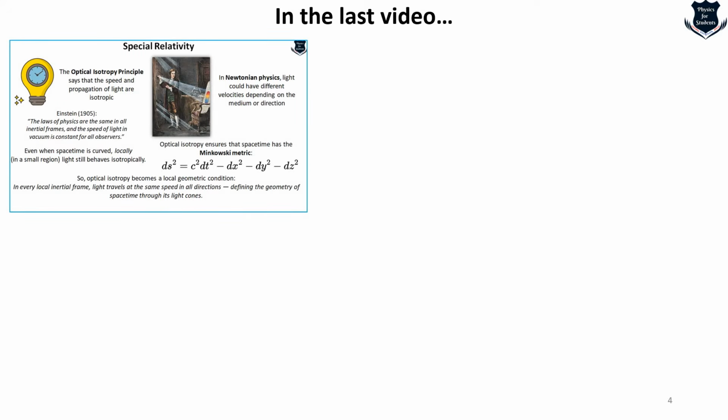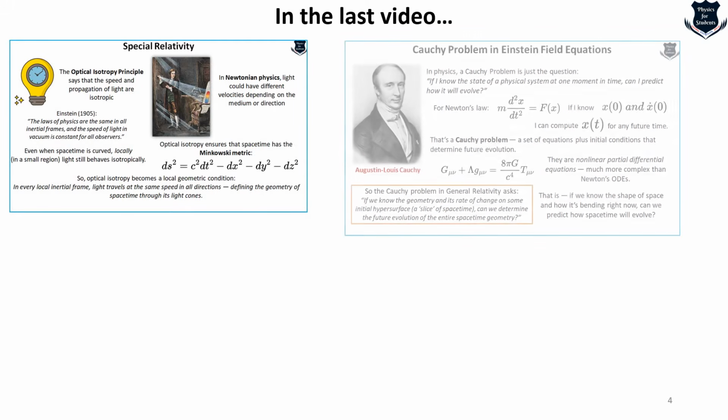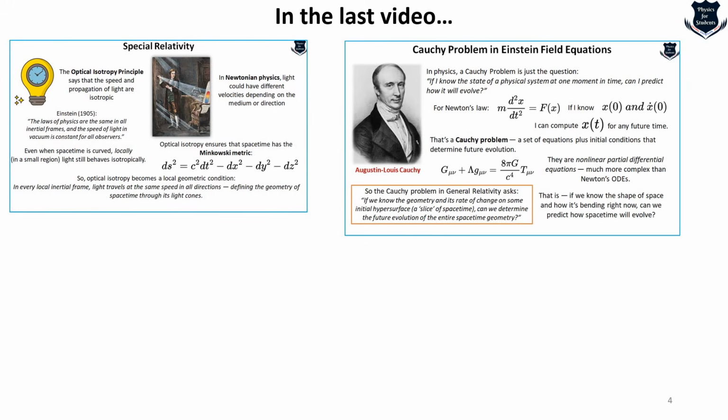What we covered, some important points are this. We started with the concept of what is called the optical isotropy principle, where Newton thought that light could have different velocities depending on the medium or direction, but Einstein showed us that it is the same in all inertial frames of reference, which led to what is called the Minkowski metric. We also encountered a very important thing which is called the Cauchy problem in Einstein field equations, where the general Newton's law of a simple ordinary differential equation won't be that easy to solve.